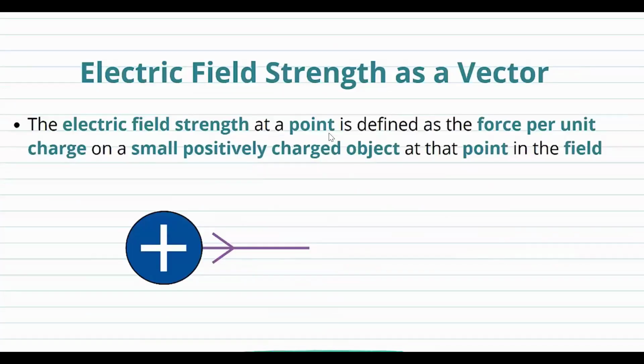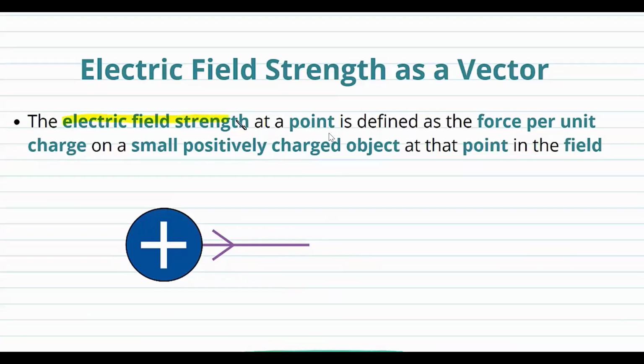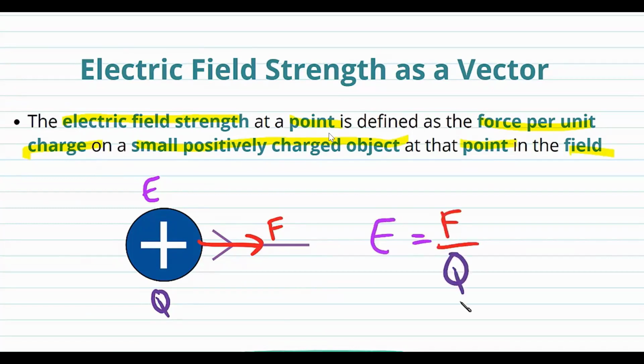Now we're going to think about the vector nature of the electric field strength. The electric field strength at a point is defined as the force per unit charge on a small positively charged object at that point in the field. So the electric field E can be defined in terms of the charge Q and the force on that charge F via the following equation. E equals the force divided by the charge.